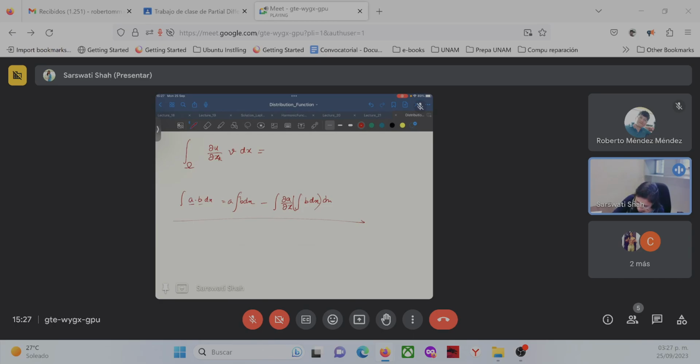So this will be like, take v as the first function, and take this as the second function. Then the integration of v, and the integration of the derivative is the same function u dx on the domain, minus the integration. The derivative of this function will be del v over del xk, and again the integration of this will be u dx.